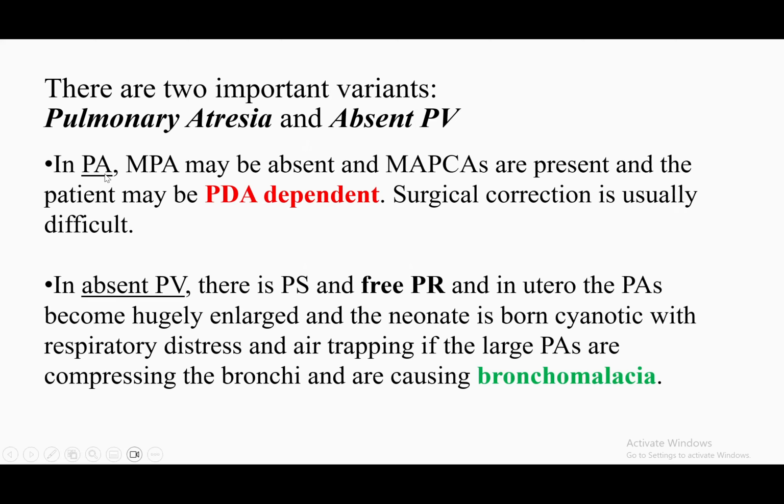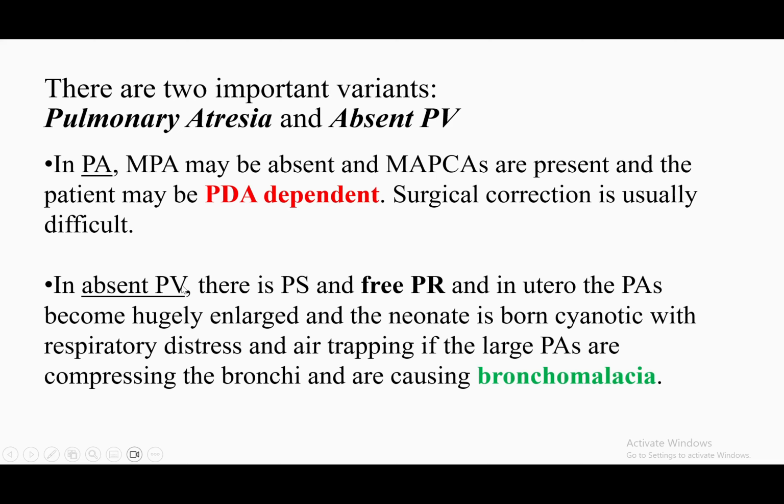So in pulmonary atresia, the main pulmonary artery may be absent, MAPCAs are present, and the patient may be PDA dependent. Surgical correction is usually difficult, and in cases of PDA dependent neonates, it is a surgical emergency needing PDA stenting or MBT shunt, because the PDA closes after birth. So the patients are born cyanosed with progressive cyanosis.